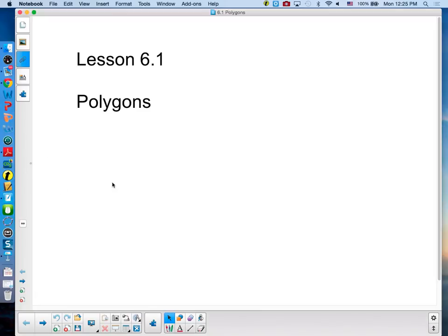Okay, so if you want the section and the name, polygon.